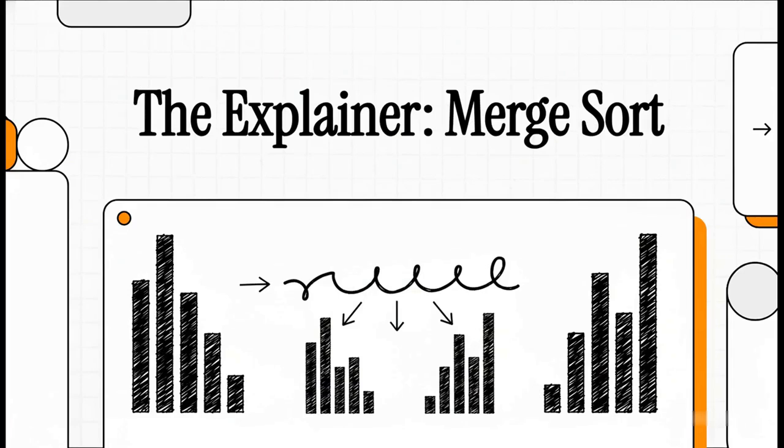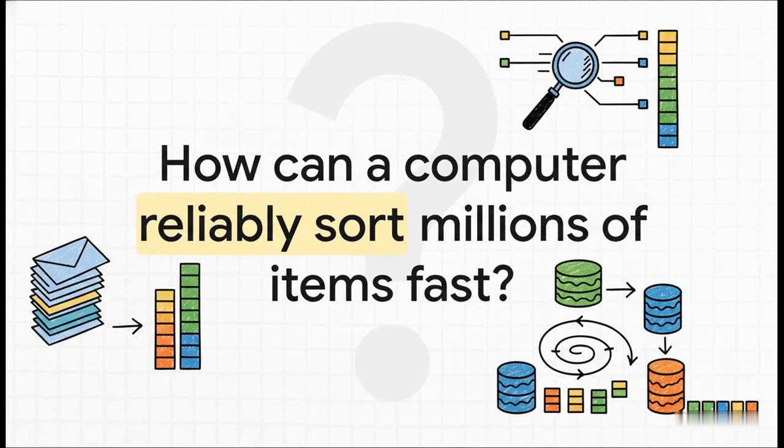Today, we're going to tackle one of my absolute favorite sorting algorithms. It's super elegant, super reliable. It's merge sort. So, have you ever wondered how a computer can just reliably sort millions of things in the blink of an eye? I mean, think about it. Your emails, your search results, massive data sets. We need sorting methods that aren't just fast, but predictably fast. And you know what? Merge sort has an absolutely brilliant answer for that.